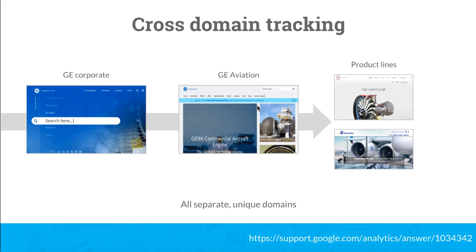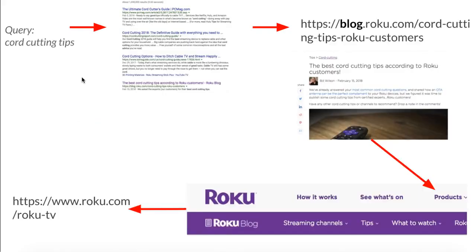Google Analytics will then see that as a referral from GE Corporate rather than all of these sites operating under one umbrella. If someone comes to my corporate site and then makes a purchase on my aviation site, I want it to not be seen as a referral because although it's a separate domain, it's still operating under my company umbrella.